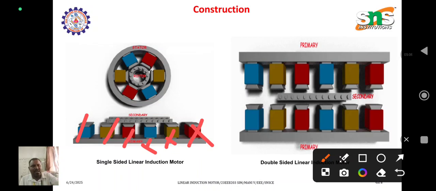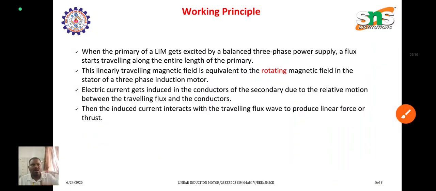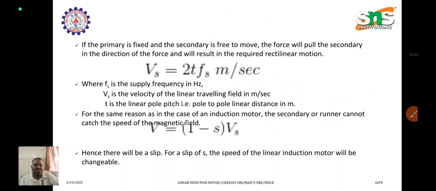In single-sided we have only one primary, and in double-sided we have two primaries and one secondary. It is just like the conventional induction motor. There the produced flux is equivalent to a rotating magnetic field, excited by the balanced three-phase supply. In the conventional motor the speed is rotational, but here the velocity is in linear motion.